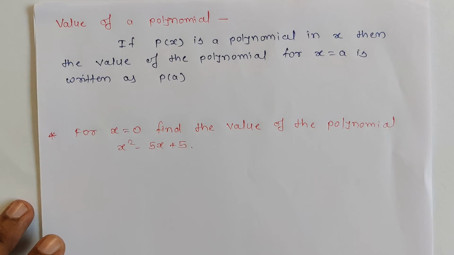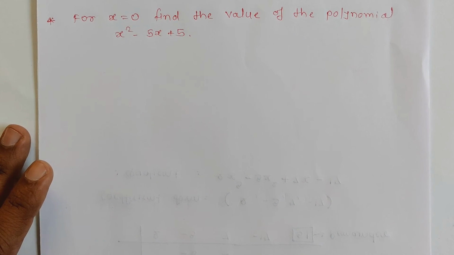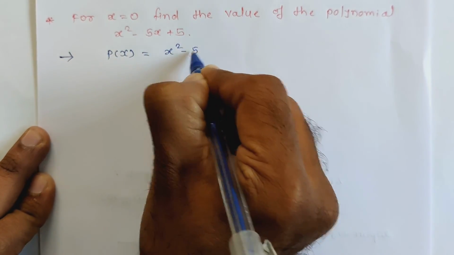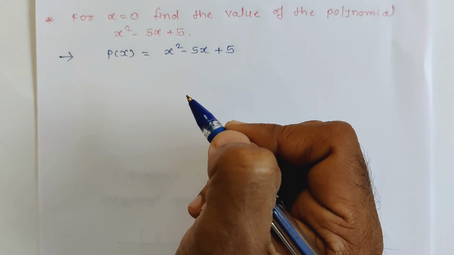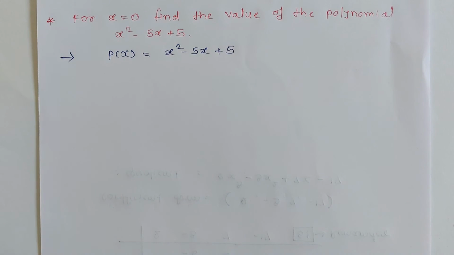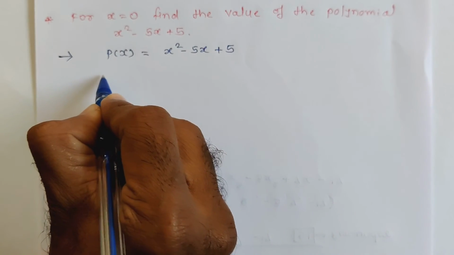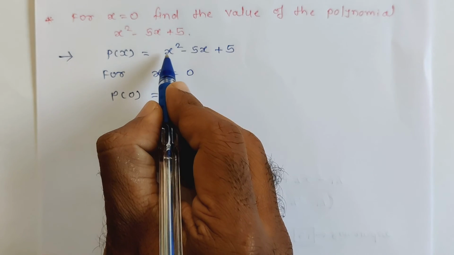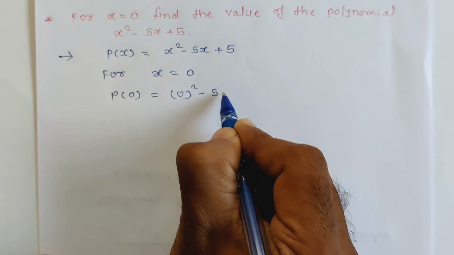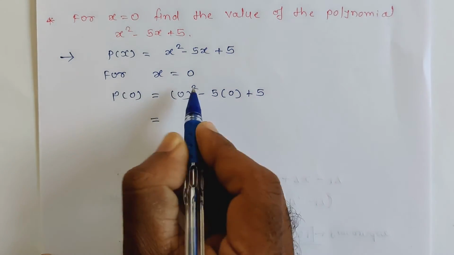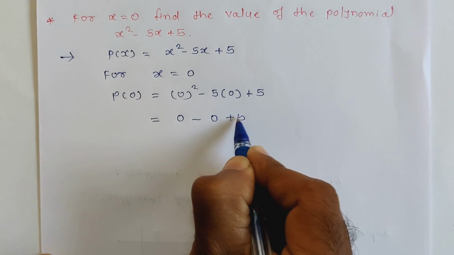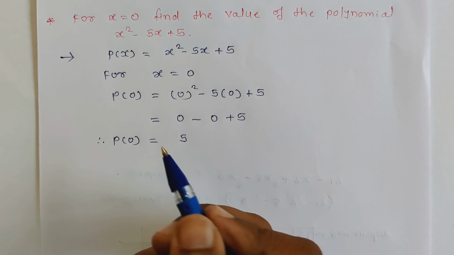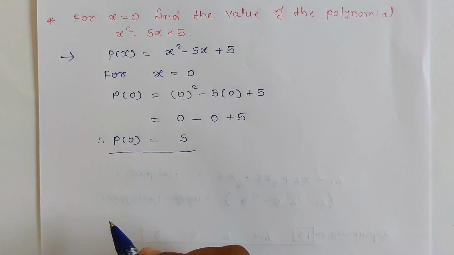To illustrate this, we have one example. For x is equal to 0, find the value of the polynomial x square minus 5x plus 5. First of all, we will name the given polynomial as p of x is equal to x square minus 5x plus 5. We have to find the value of this polynomial for x is equal to 0. So we have to replace the variable x by 0. So for x is equal to 0, we have p of 0 is equal to 0 square minus 5 into 0 plus 5. So 0 square is 0, minus 5 into 0 is 0, plus 5. So 0 minus 0 plus 5, the answer will be 5. So p of 0 is equal to 5. So this is the value of the polynomial for the value x is equal to 0.